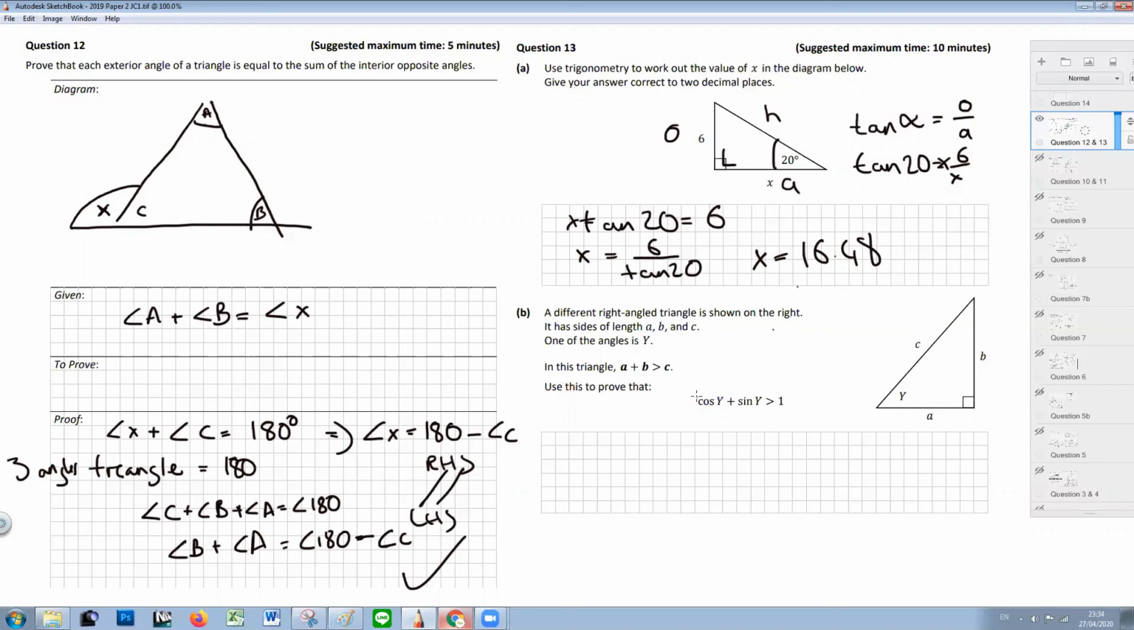So what I'm going to do is look for cos y. So cosine of y. I'm going to assume that this is true first. So for cosine y, this is your 90 degrees, and this is your angle. So this is going to be your adjacent, this is going to be your opposite, and this is going to be your hypotenuse. So I'm going to write these in.